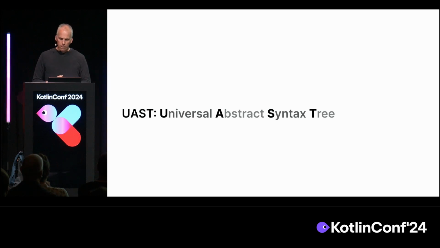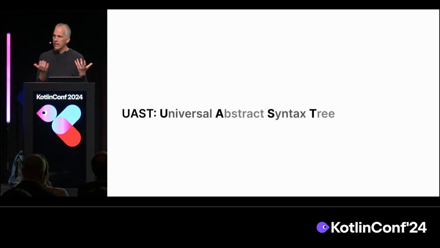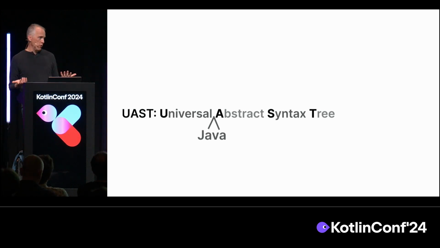And when I started out, I had a fundamental misunderstanding about UAST based on the name. I thought the universal part meant that it was a superset, that it's an AST that can represent everything needed by all languages. But that is not the case. Instead, a better way to think of it is as the Java view of the AST.